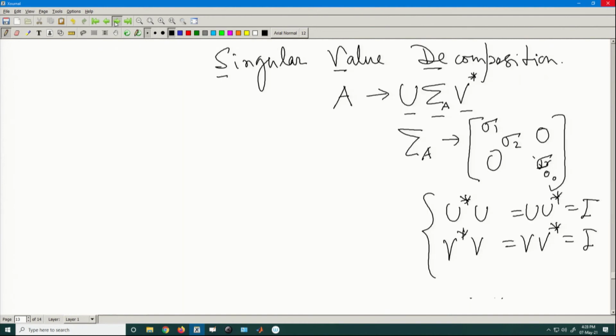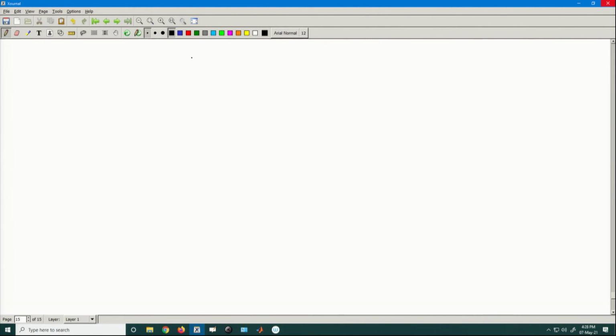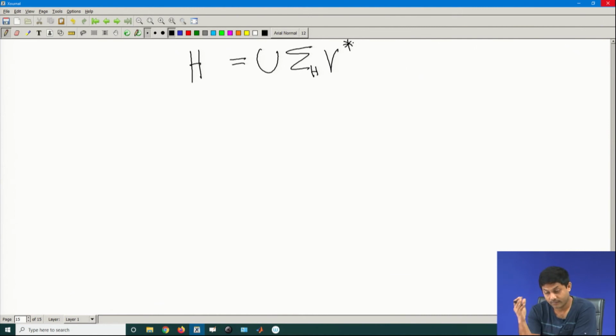So, let us assume that in my data model, this H matrix has an SVD: U, sigma H and V star, because if H is known, knowing the SVD is also not impossible. Okay. I am only saying not impossible, it does not mean that it is easy. Let us forget about how easy or how difficult it is. Let us assume that I somehow managed to get that. Okay. So, let us assume that part is done: U sigma H V star.